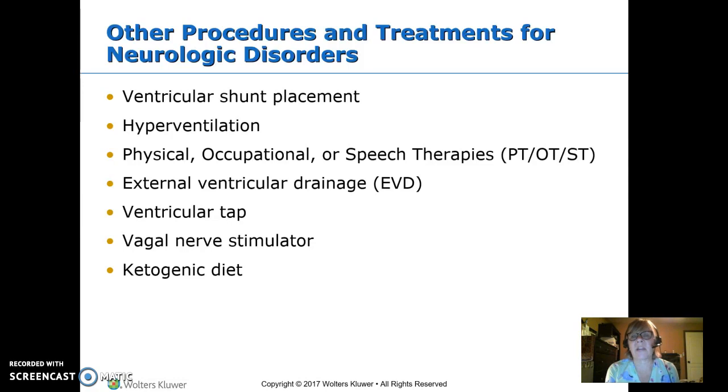Vagal nerve stimulator. This is for intractable seizures. So seizures that haven't responded to other things, they put this little stimulator on the vagal nerve. Ketogenic diet. Again, this works well for some kids, or it helps as an adjunct to their other medications. It's a diet that sometimes gets used for kids to try and help control seizures.